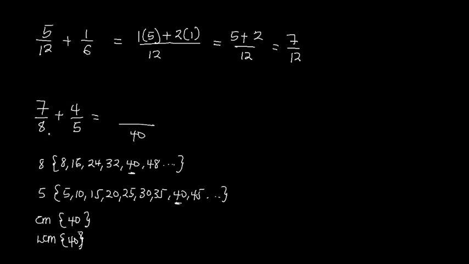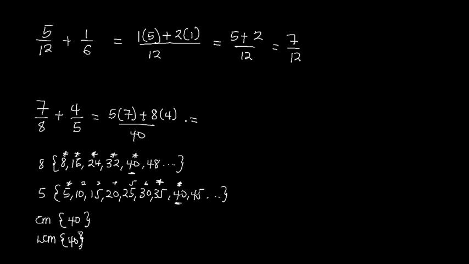Now how many times will 8 go into 40? It will go 1, 2, 3, 4, and 5. So it means 5 times 8 will give you 40. So it means 8 goes into 40 5 times. That 5 will be multiplied by the 7 at the top over here, plus. Now how many times will 5 go into 40? It will go there 1, 2, 3, 4, 5, 6, 7, 8. It will go there 8 times in total. So that 8 will be multiplied by the 4 at the top over here.